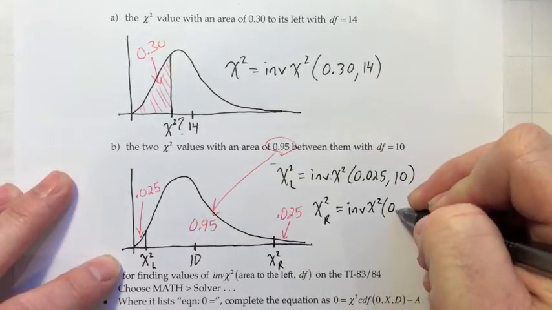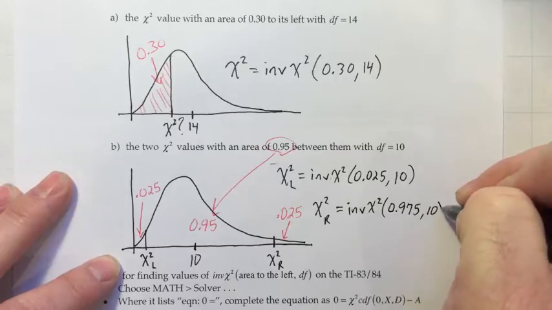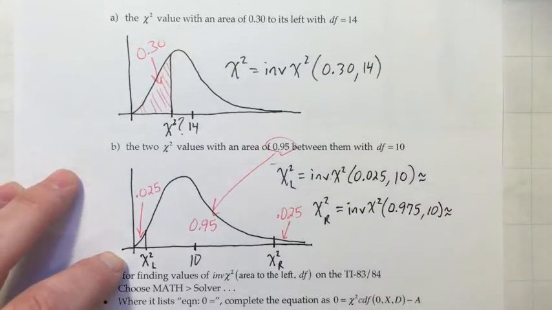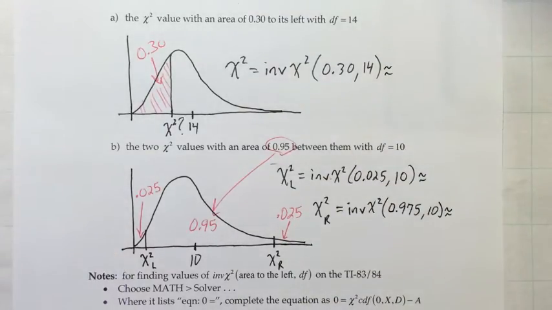So this is going to be 0.975 and then comma 10 degrees of freedom. So once I get this going on the calculator, those are going to give me the boundaries that I need to answer both of those questions.